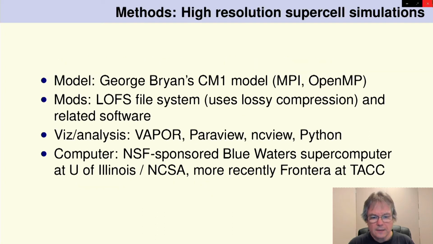So I'm using a numerical model. George Bryan at the National Center for Atmospheric Research has developed the CM1 model, which is massively parallel and does very well on supercomputers. I've modified it to make the I/O faster and more efficient, and I do a lot of lossy floating point compression in order to save a lot of frames so I can do nice animations and lots of analysis after the fact. We're using Vapor, ParaView, NCView, and standard Python tools that are out there. We have some of our own custom-built tools as well. And again, I mentioned that we're using the National Science Foundation leadership class supercomputers in the United States.